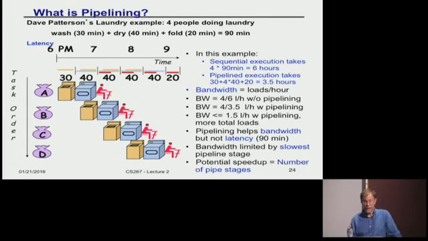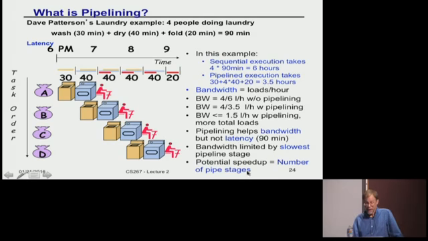Now that doesn't help an individual, but an individual still takes 90 minutes from the time they walk into the laundromat to the time they walk out. That's the latency, right? That's the total delay for any one operation. But the bandwidth can be much, much better than that. The bandwidth, as I've shown here, is limited by the dryer, by the slowest pipeline stage. So ideally, all these pipeline stages would have exactly the same length.